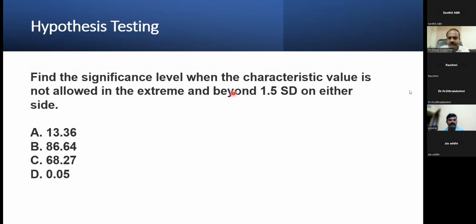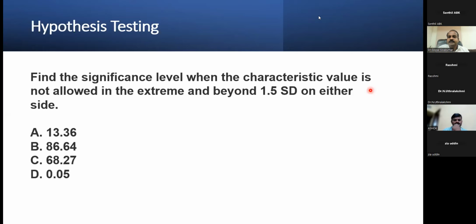Now find the significance level when the characteristic value is not allowed in the extreme, beyond 1.5 standard deviation on either side. See, they have not explained any scenario, but they are asking you to find out something. This is called a statistical scenario, an ideal scenario. Only whenever the scenario is ideal, you must use standard normal distribution. We don't know which industry it is. We don't know which product it is. They are only talking in terms of standard deviation. Can you see here? They are saying that your characteristic is shifted beyond 1.5 standard deviation. Can you understand that much by reading the line?